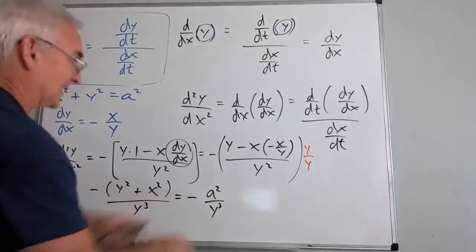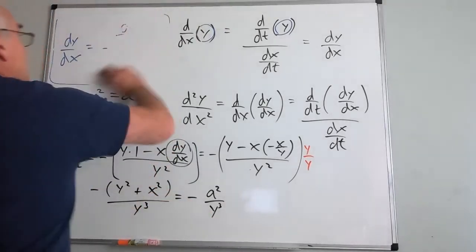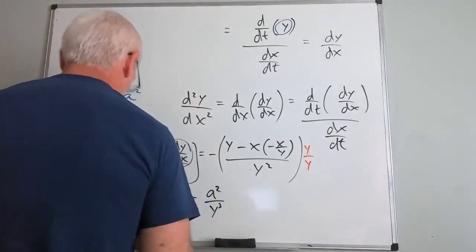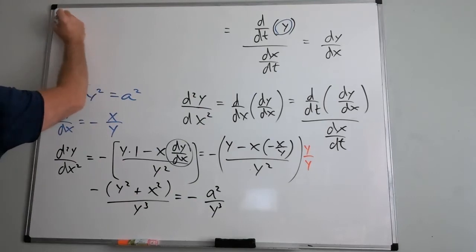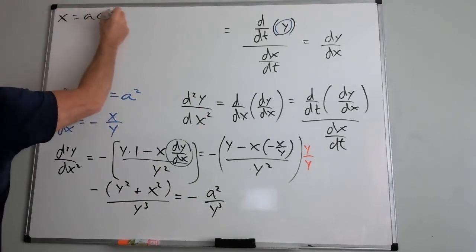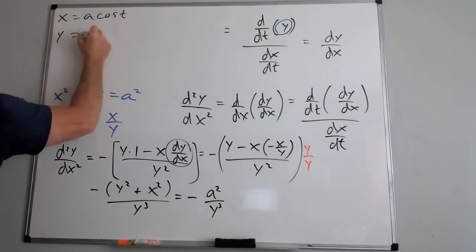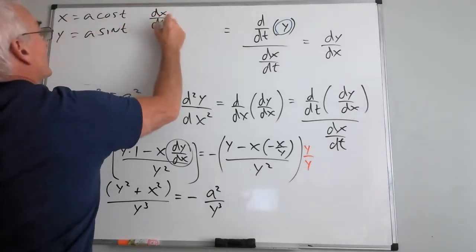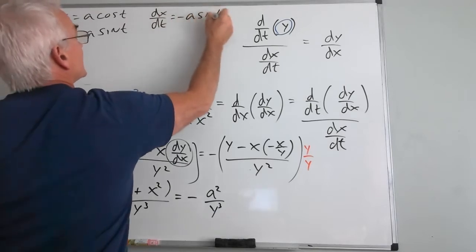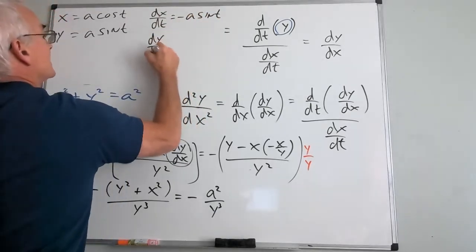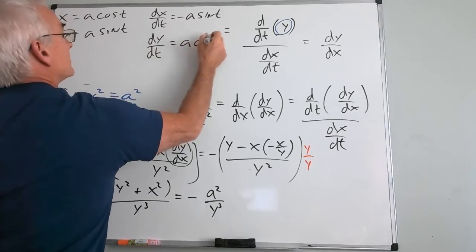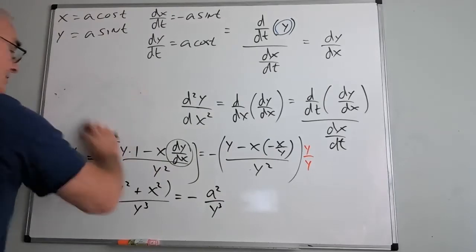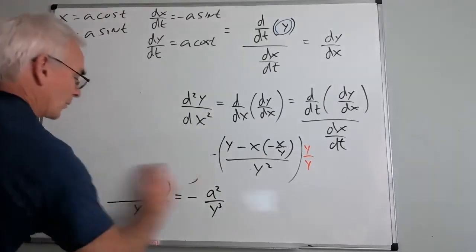We now know that's the answer. I'm going to erase this now. So when we did this a moment ago, we said, let's call x a cos t, let's call y a sine t. Then dx dt was negative a sine t, dy dt was a cos t. Okay. I'm going to get rid of this stuff because you now have the results. You know where we're headed, basically.